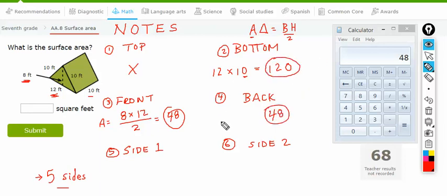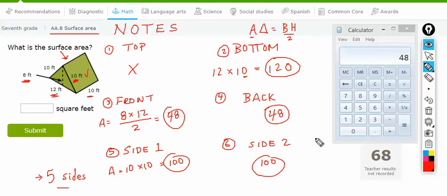Okay, and then we have the sides. So they're saying this is 10 and this is 10, so 10 by 10, so area is going to equal 10 times 10, which equals 100, and there are 2 sides, this side and that side. So that's going to be 200.